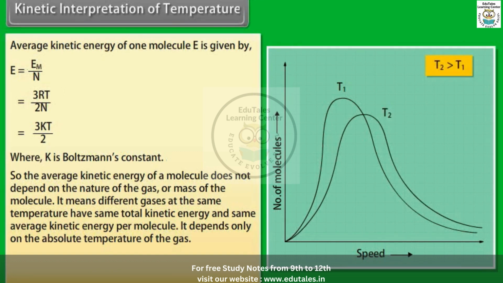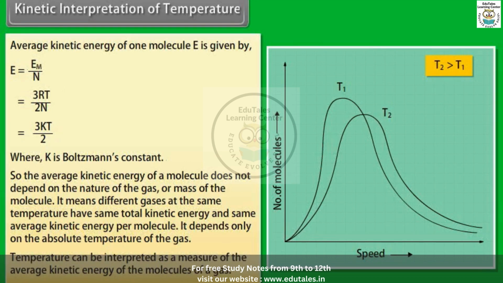It means different gases at the same temperature have the same total kinetic energy and the same average kinetic energy per molecule. It depends only on the absolute temperature of the gas. Temperature can be interpreted as a measure of the average kinetic energy of the molecules of a gas.